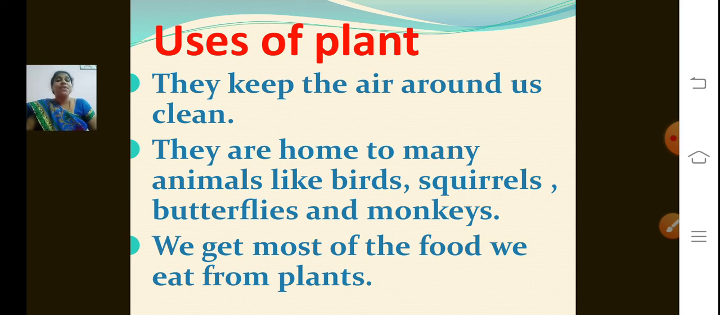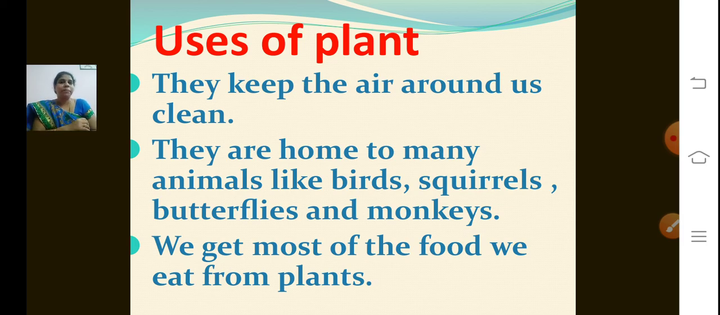And third one, we get most of the food we eat from plants, right? We are eating so much food, right? How are we getting it now? Fruits, vegetables. Where do we get all these things? From plants. Most of the food we are getting from plants. So we should plant more saplings and more trees. We should not cut the trees. So plants are giving food to us, right? So we get most of the food we eat from plants.